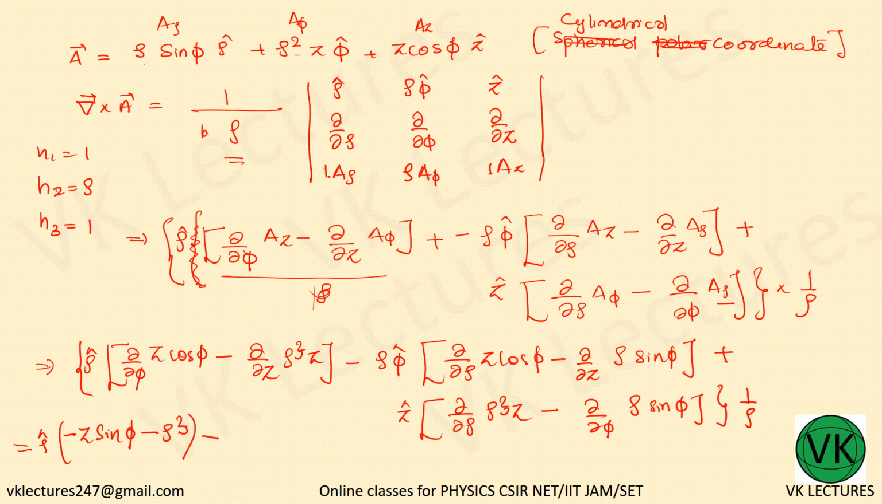minus rho phi cap. This is dou by dou rho of z cos phi, no terms. Dou by dou z of rho sin phi, no terms. So this term, second term is 0, plus z cap into dou by dou rho of rho cube z. So 3 rho square z minus cos phi, rho cos phi.